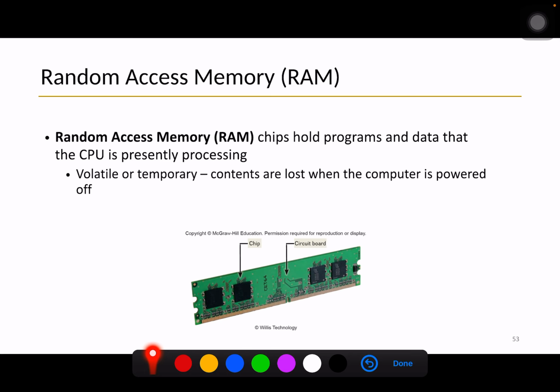Okay, RAM. RAM chips hold program and data that CPU is presently processing. So, whatever is being processed by the CPU, okay, the data must reside in random access memory. So, yang jadi orang tengah di antara all the devices and the CPU, apa benda? Memory tu. Kita panggil dia RAM lah. Okay, that is RAM. So this is the look of RAM. Okay, ni rupa dia, and it is volatile.